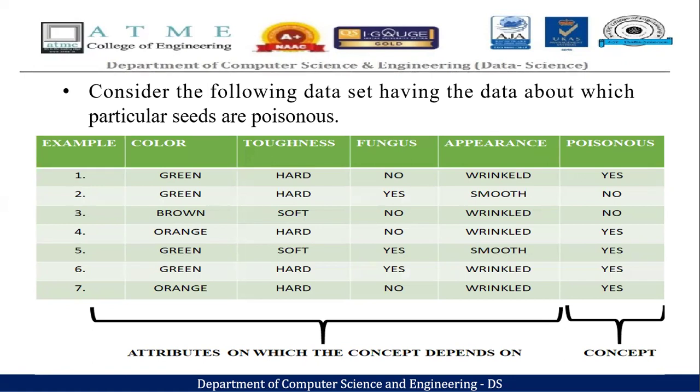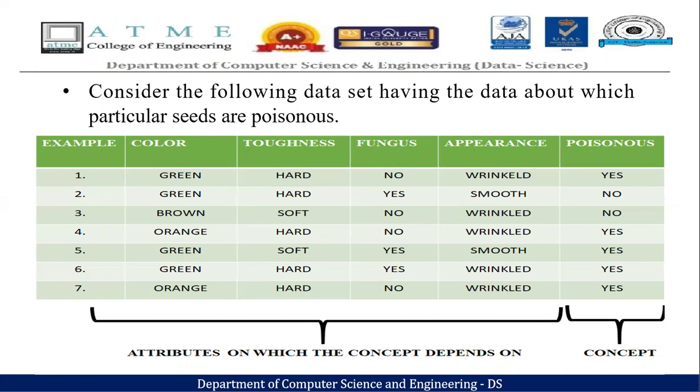We call this 7 samples or 7 examples. And these are the attributes: color, toughness, fungus, and appearance. We call these features or attributes. Based on these attributes, we can say whether the seed is poisonous or not poisonous. The first example says color is green, toughness is hard, no fungus, appearance is wrinkled. So what is the output? Here we got yes, it is poisonous. That means it is a positive example.